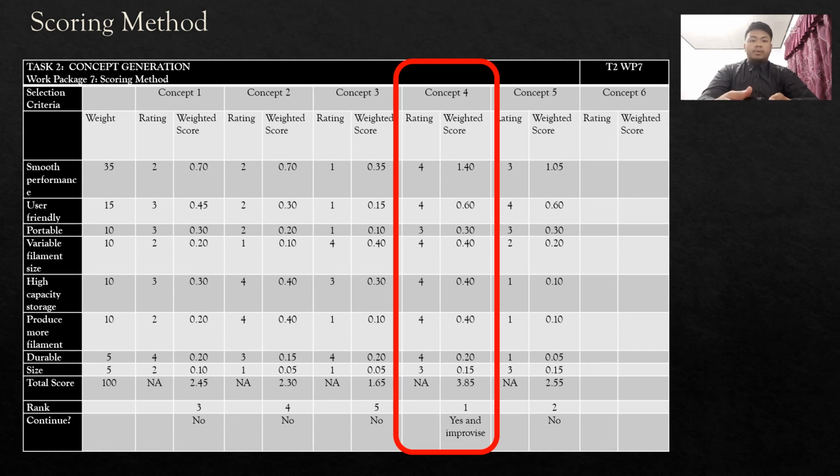And how we put the weight is we choose the most important criteria as the highest percent. So in the slide we can see that performance, which we choose as the most important criteria, is 35%, then user friendly 15%, portable 10%, variable filament size 10%, high capacity storage 10%, produce more filament 10%, durable 5%, and size 5%.